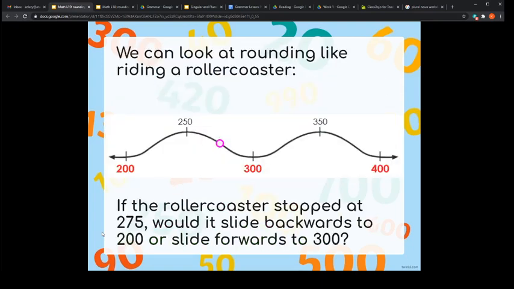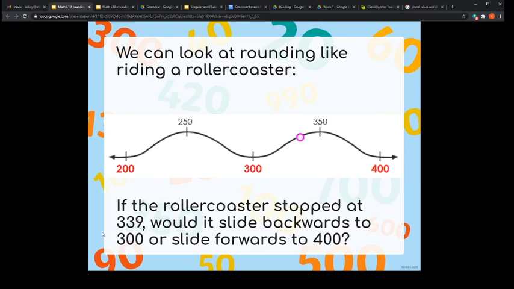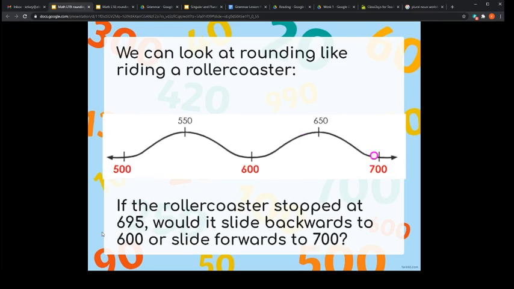We can look at rounding like riding a roller coaster. If the roller coaster stopped at 275, would it slide backwards to the 200 or forwards to the 300? If the roller coaster stopped at 339, would it slide backwards to 300 or slide forwards to 400? If the roller coaster stopped at 695, would it slide backwards to 600 or slide forwards to 700?